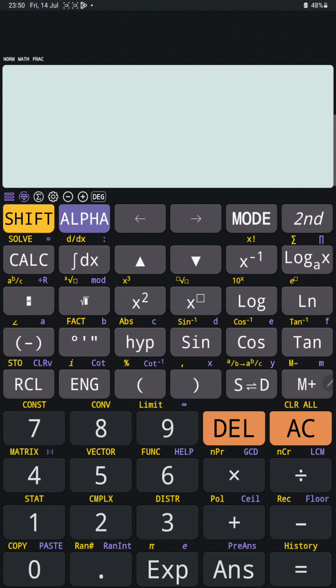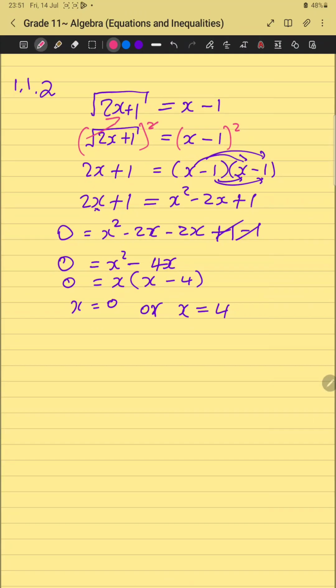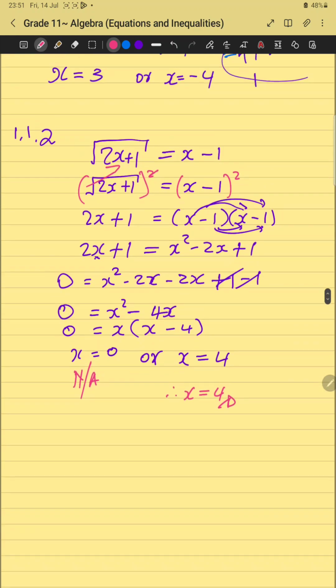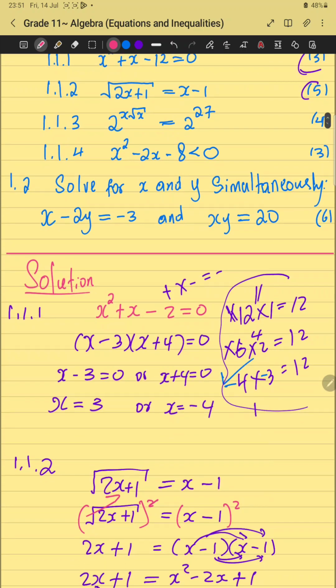Let's check 4. If we put 2 times 4 and plus 1, it's 3. And on that side we have 4 minus 1, which is also 3. So that means 4 is the right one. So we reject, we say on this side not applicable, then we say therefore x is equal to 4. Alright, so there's a mark, guys, for rejection, for you to reject the x value.